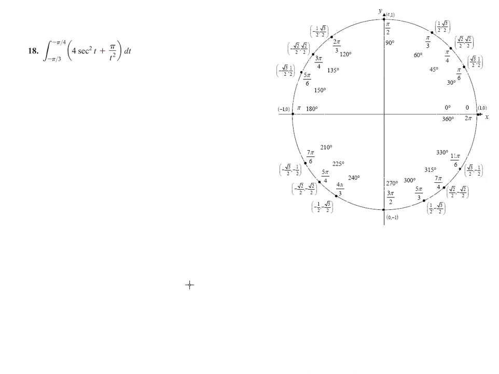Problem 18 on Thomas's Calculus, section 5.4, the fundamental theorem of calculus, and we have the definite integral from negative pi over 3 to negative pi over 4 of 4 secant squared of t plus pi over t squared dt. The only thing I'm really going to do before I integrate is rewrite this pi over t squared as pi times t to the negative 2. So we have the definite integral from negative pi over 3 to negative pi over 4.